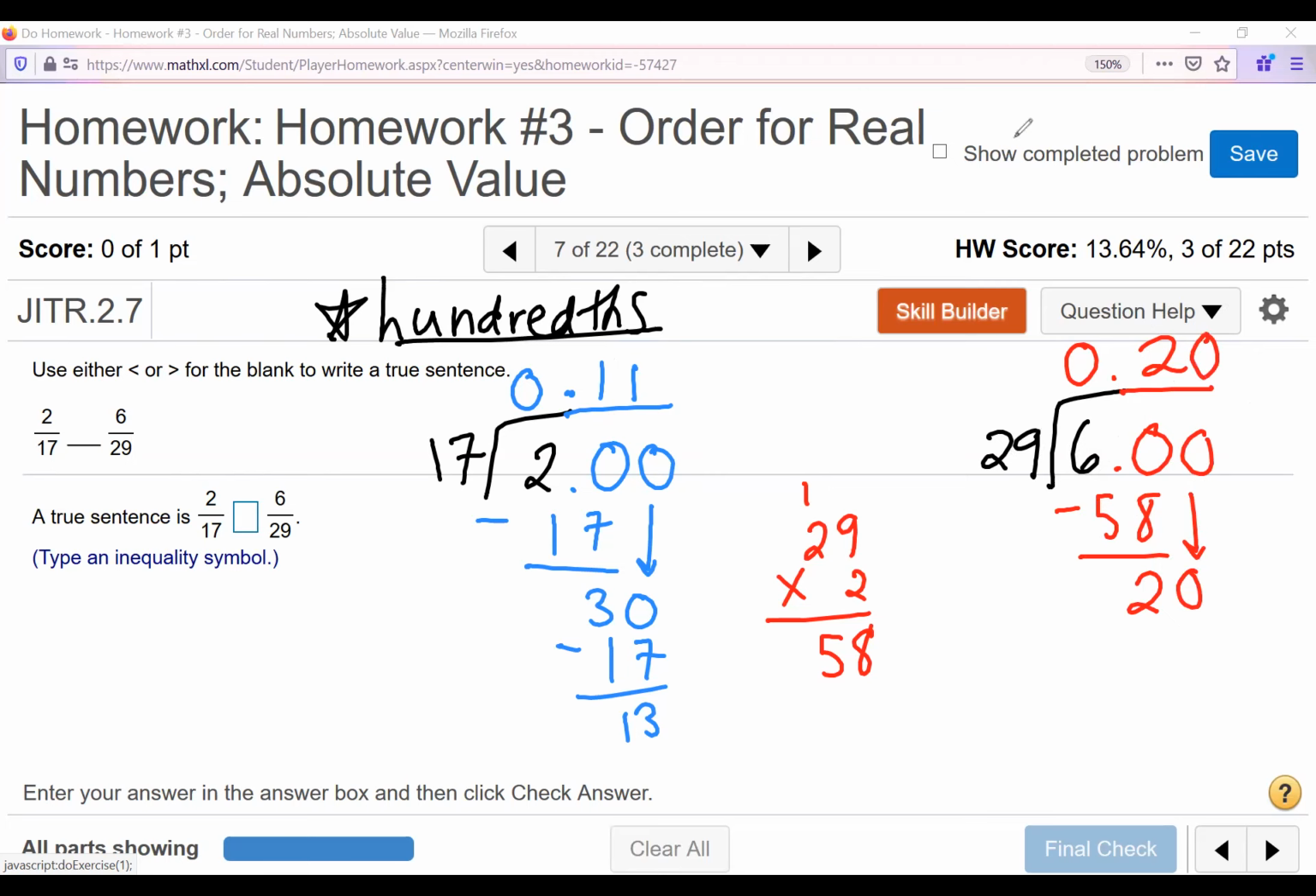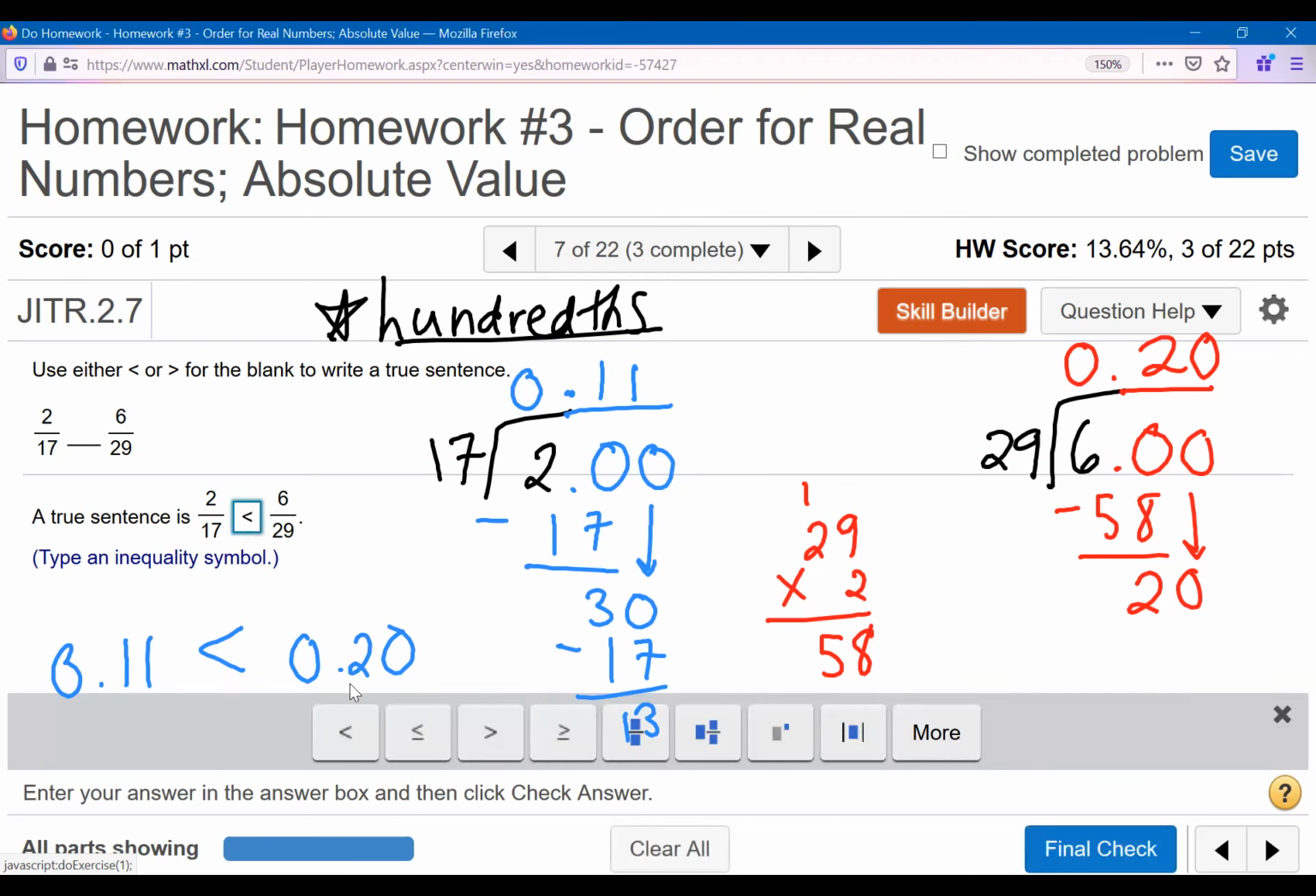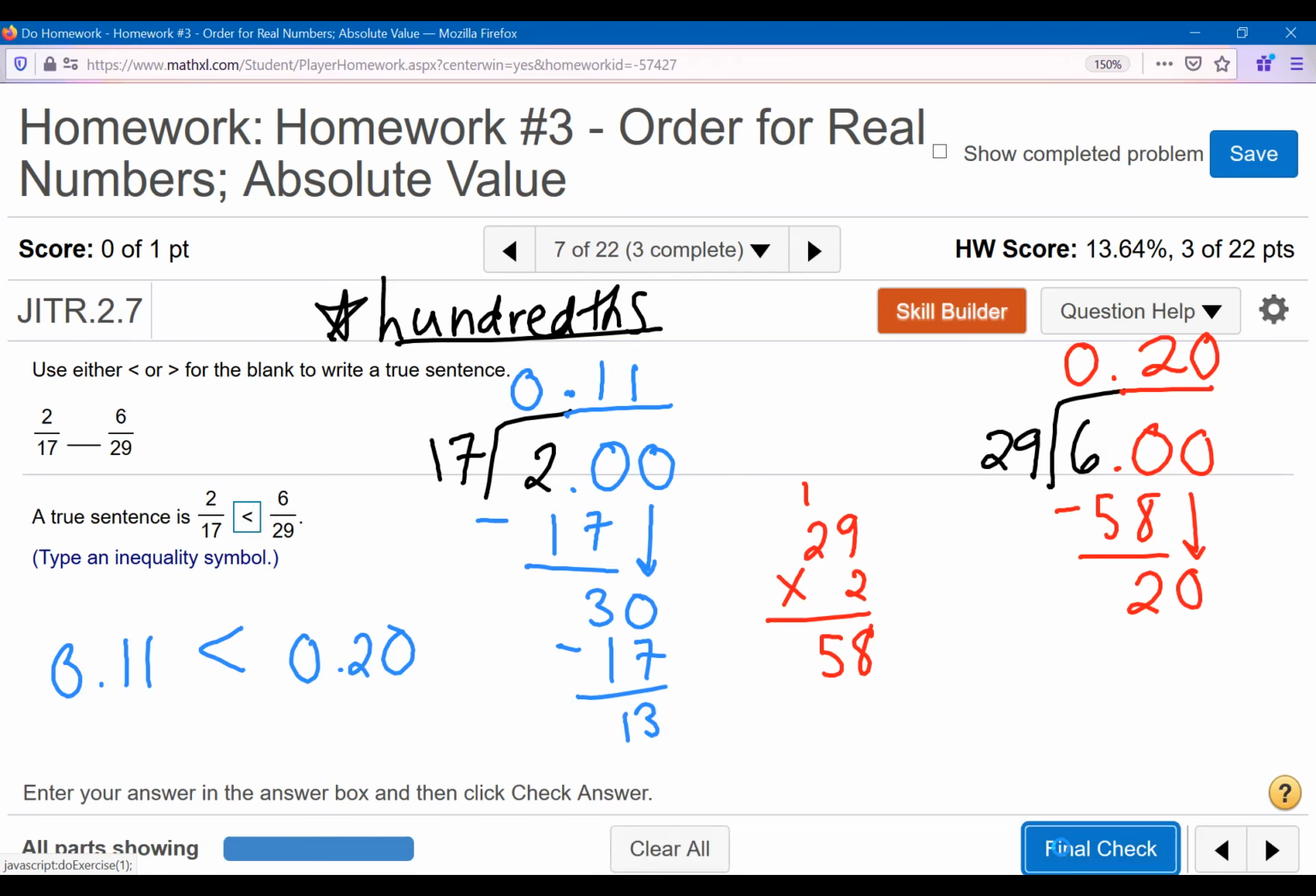So let's just compare these decimals. They're not complete answers, but this is enough to make our comparison. So 0.11 compared to 0.20. In other words, 11 hundredths compared with 20 hundredths. 11 is less than 20, so that answers our question. So we're going to type in a less than symbol here. As you can see, you can choose it from your toolbar down here, or you can use your keyboard to type it.